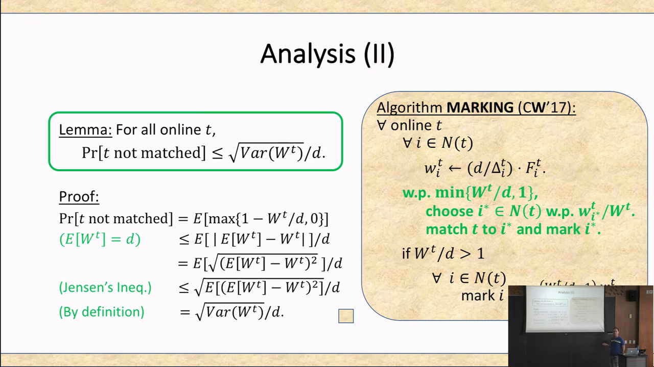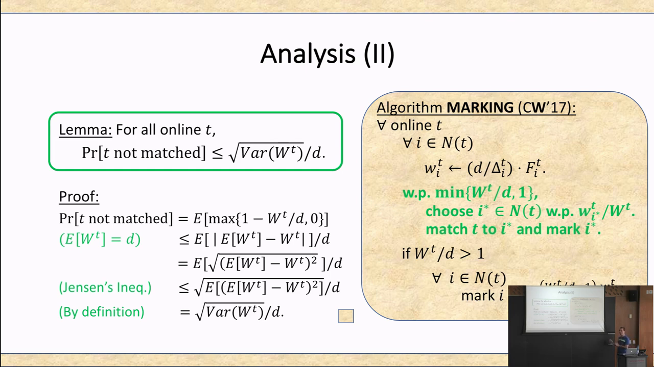Okay. So there wasn't a lot going on here. If you didn't follow all of it, don't worry about it too much. All we want to take away from this is that the probability of t not being matched is somehow characterized by the variance of the weights of t. All right. So I was claiming that we're also going to show some negative correlation of the weights, and somehow that will help us bound the sum of the weights of any particular online node.